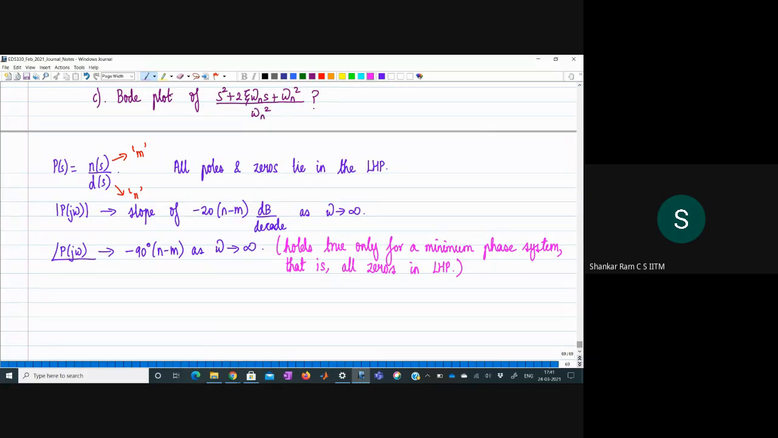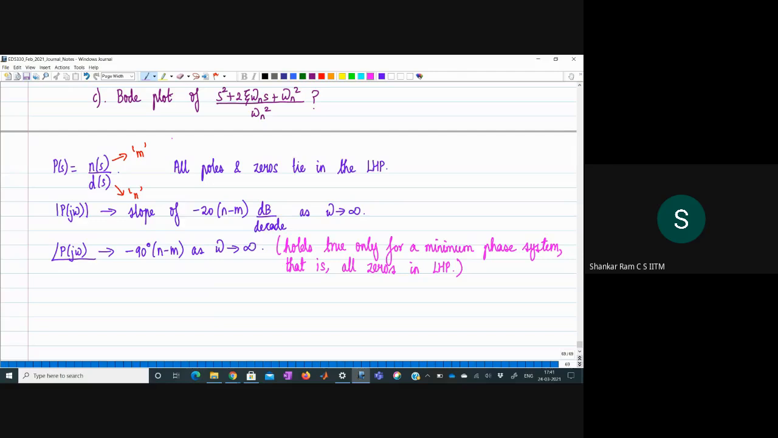So we look at the problem in this perspective, right? As I mentioned, we will later do a project where you will be given the frequency response data of an actual system from experiment. You will construct the Bode plot from the frequency response data, and then we need to figure out what will be the transfer function. So that is the inverse problem, right?